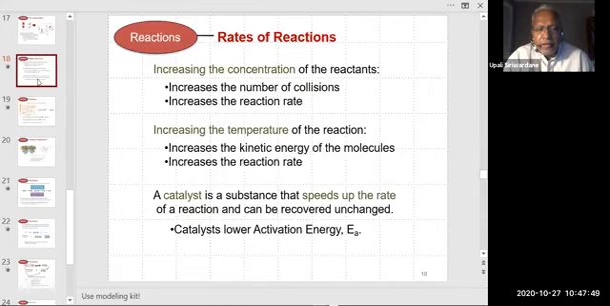A catalyst is a substance that we use for speeding up reaction rates. After the reaction is complete, they are not changed. We can recover them unchanged. Catalysts lower the activation energy, which allows the reaction to proceed at a lower temperature with a reasonable reaction rate.